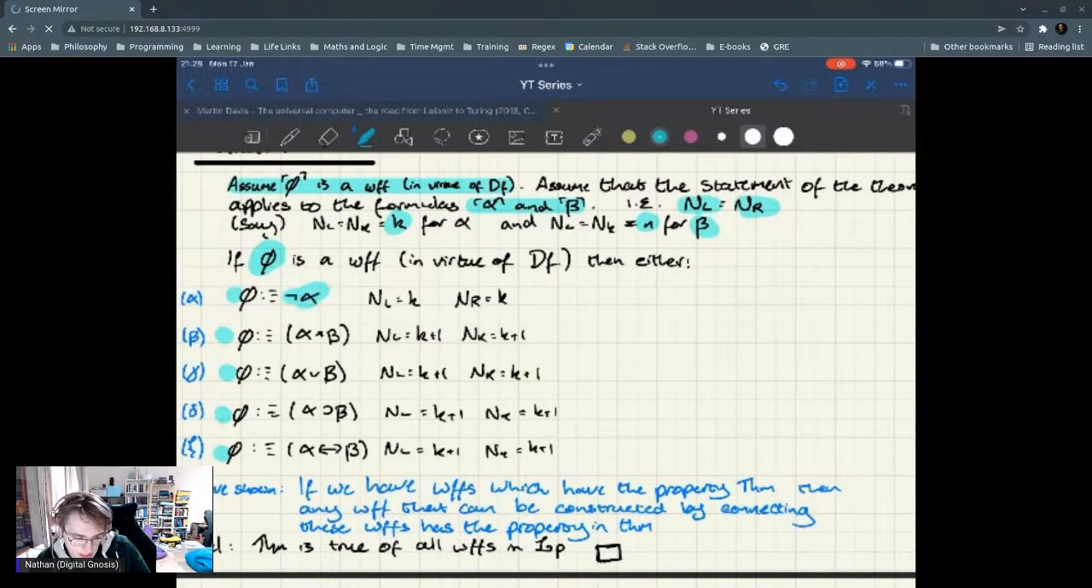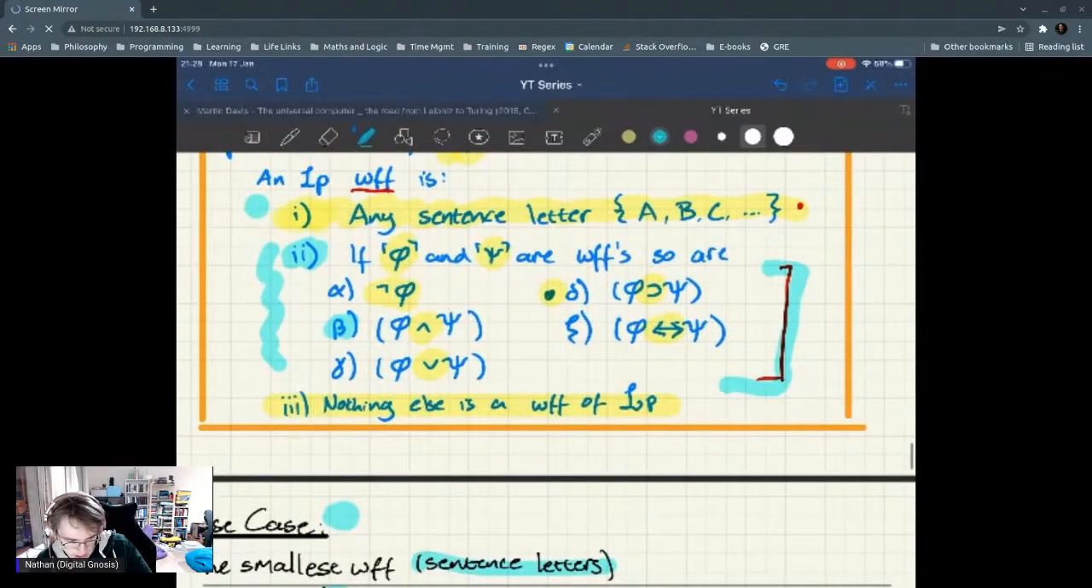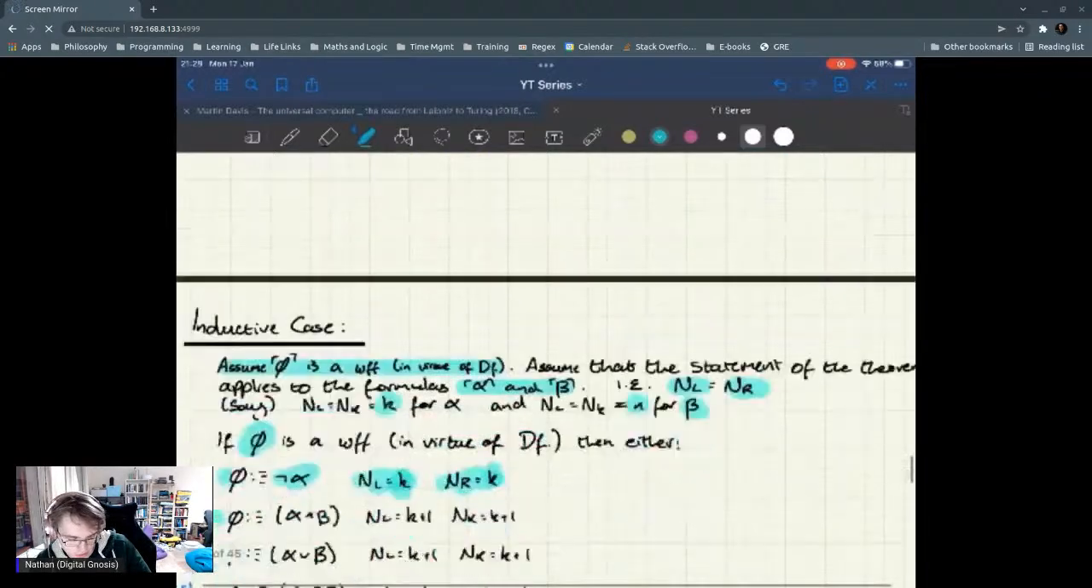So in the case of not alpha, the number of left brackets is just going to equal k, the number of right brackets is going to equal k, and so we have an equal number of left and right brackets because the left and right hand number of brackets are both k, right? The same number. So now we have the cases for alpha and beta, which is this one, phi and psi there, or alpha and beta down here.